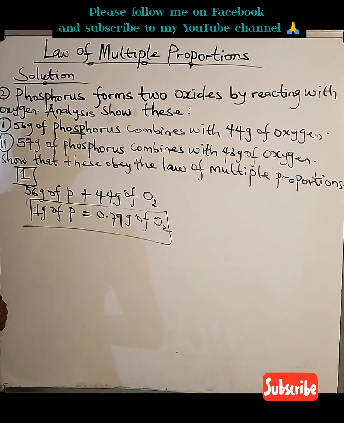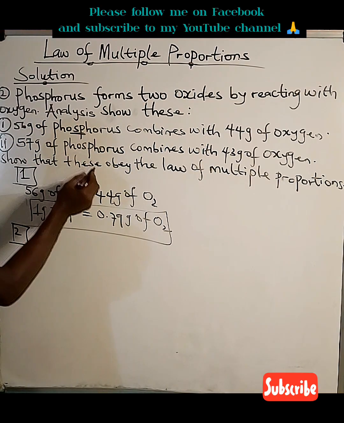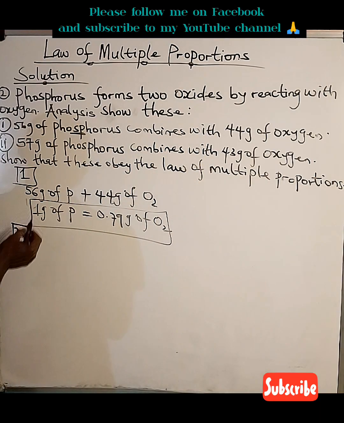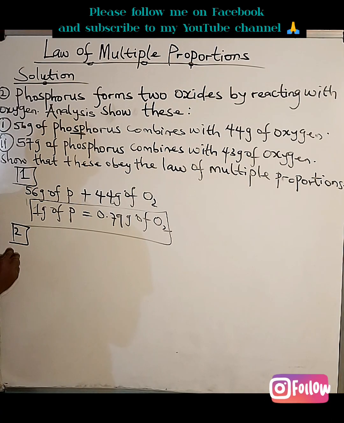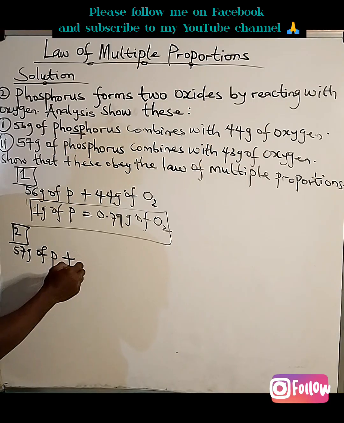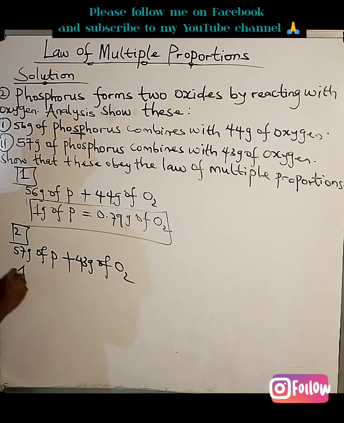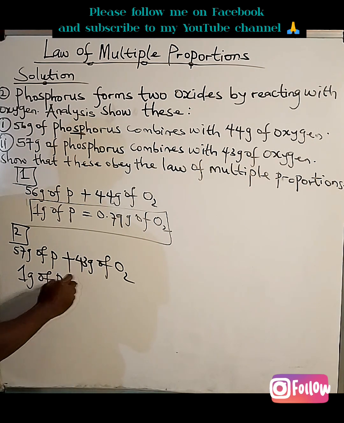So let's work on the next analysis. That's what we have next. Now let's see what we have. 57 gram of phosphorus combines with 43 gram of oxygen. So you're going to get how much oxygen 1 gram of the same phosphorus will combine with. If 57 gram of phosphorus combines with 43 gram of oxygen, how much oxygen will 1 gram of phosphorus combine with? That's going to be x grams since we don't know it. We cross multiply, and we end up having 43 divided by 57.